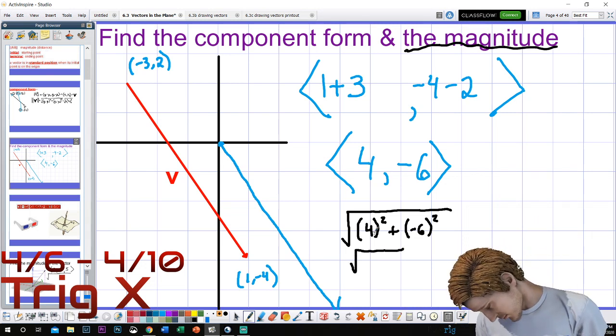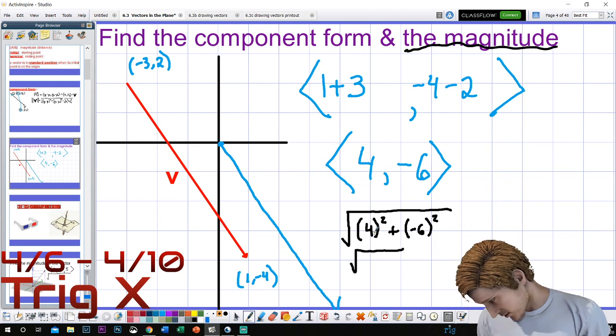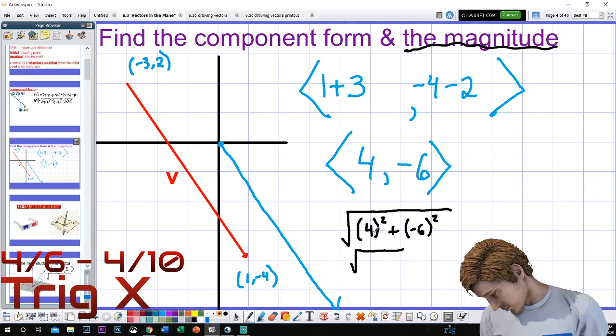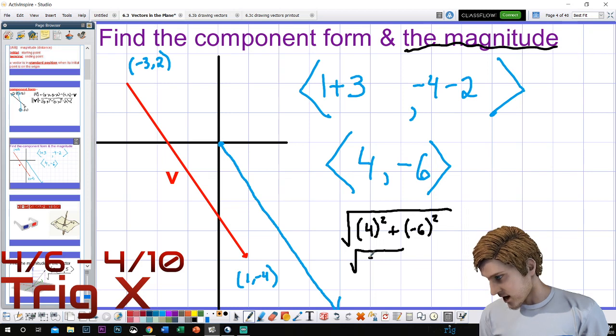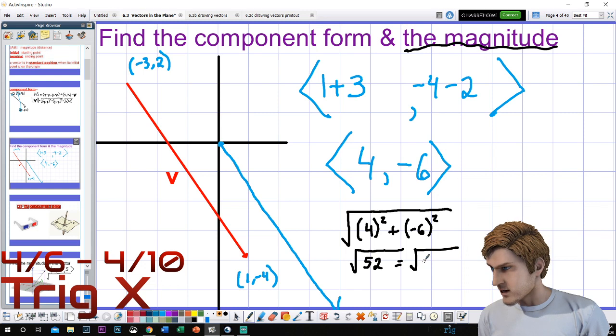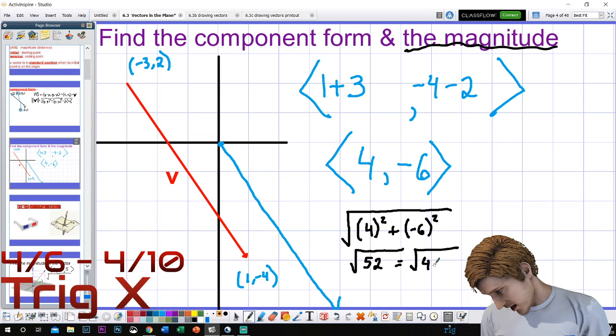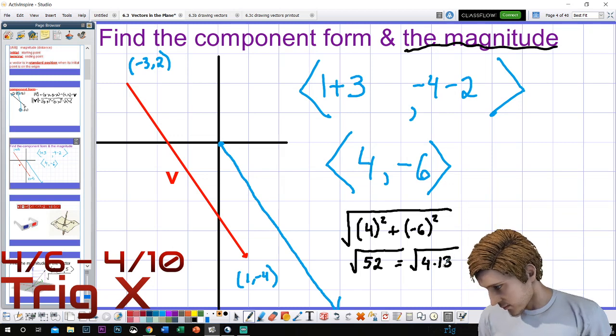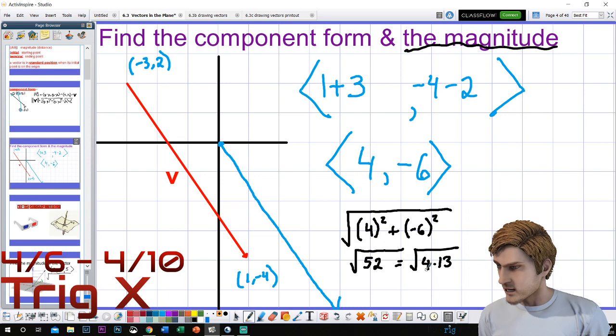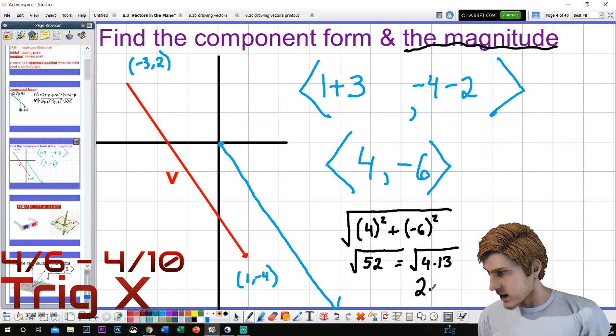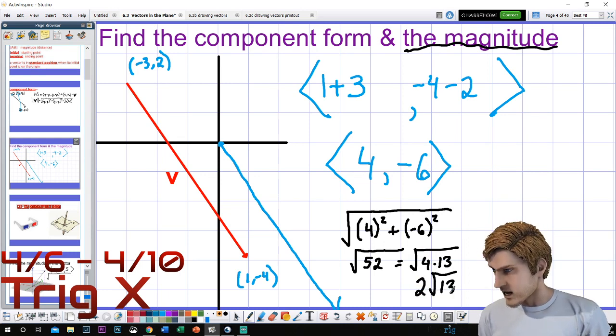So on your calculator or in your brain, you're doing 4 squared, which is 16, plus 6 squared, which is 36, to get 52. We know that 52 is the same thing as 4 times 13. And we can reduce this because the square root of 4 is 2, and the square root of 13, we don't know the exact value, so we're going to stick with that. So if I asked you for the exact value of the magnitude, that would be 2 square root of 13.